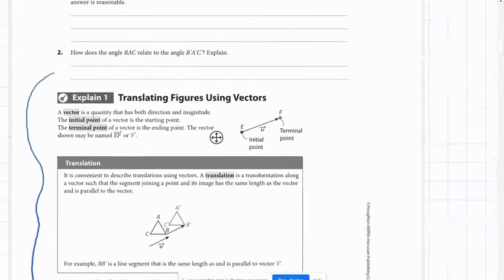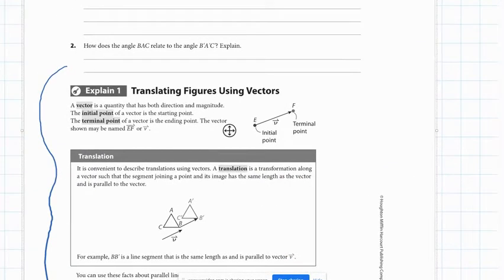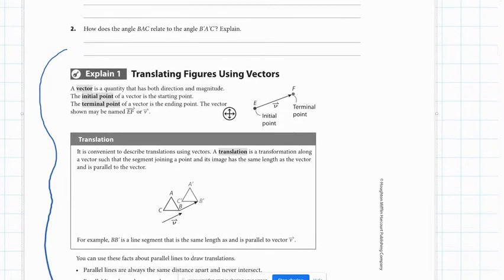One thing that's different about the way that we're looking at translations in this section is that we're going to use vectors to translate our figures. And a vector, as it says here, has both direction and magnitude. So a vector doesn't have a location. You can move a vector, like this vector right here, EF. If I move it over to here, it's still the same vector because it still has the same magnitude and direction. If I move it down here, it still has the same magnitude and direction.